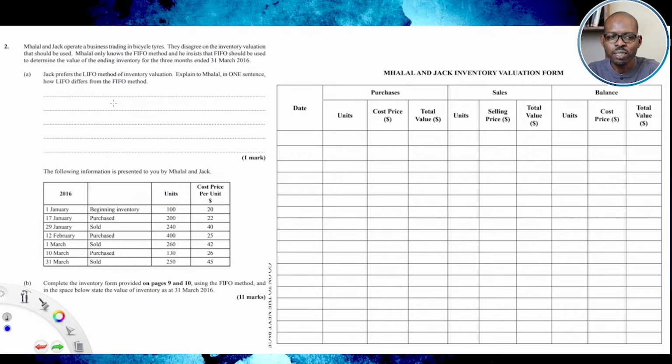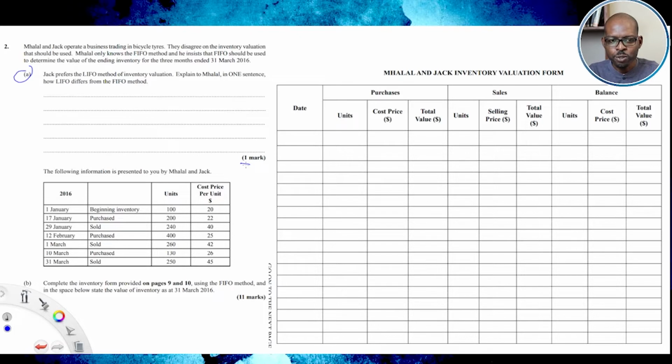All right, so we're looking at Malal and Jack. The first thing that I encourage students to do when tackling your CSEC POA papers is to look at the requirement first. So we go straight down to A, and A says, Jack prefers the Fifo method of inventory valuation. Explain to Malal in one sentence how Fifo differs from the Fifo method. Already we know that this is a theoretical question, and it requires a simple answer because there is only one mark attached to that, only one mark to be gained.